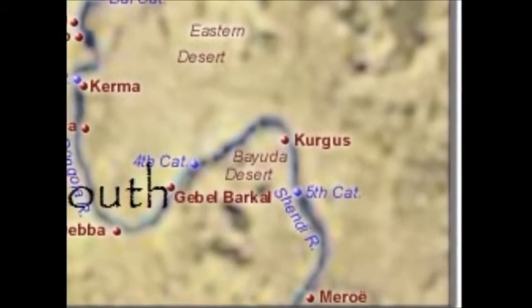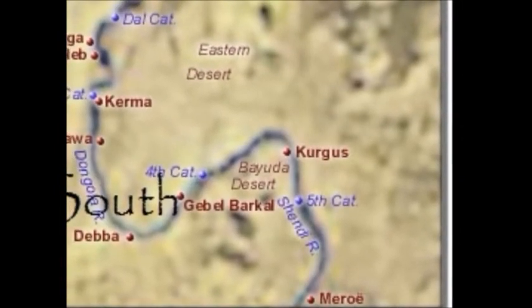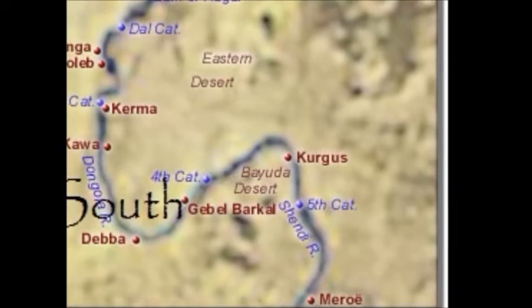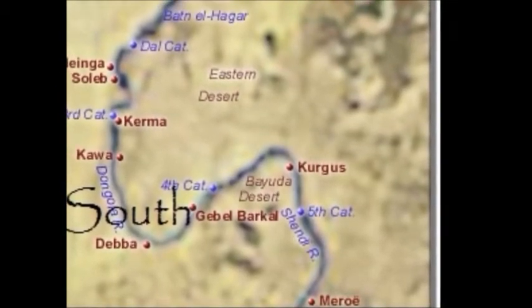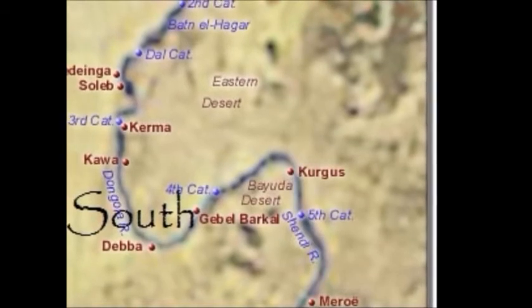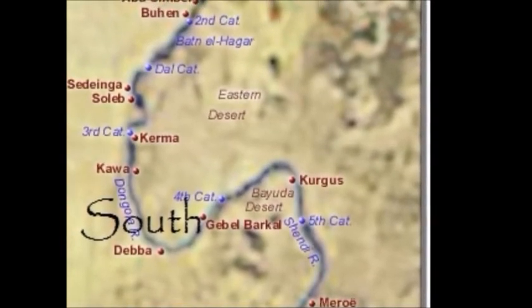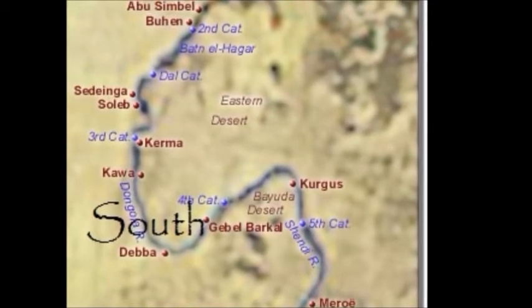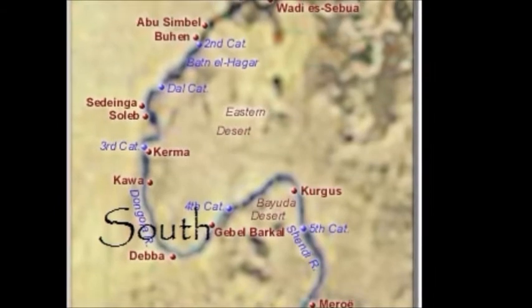And as the camera pans back, it's basically showing you also the direction that the Nile flows. It flows from the south to north, from the 5th cataract to the 4th to the 3rd, 2nd, and 1st, and then beyond the 1st, off of this map, to the Mediterranean Sea in the Nile Delta.